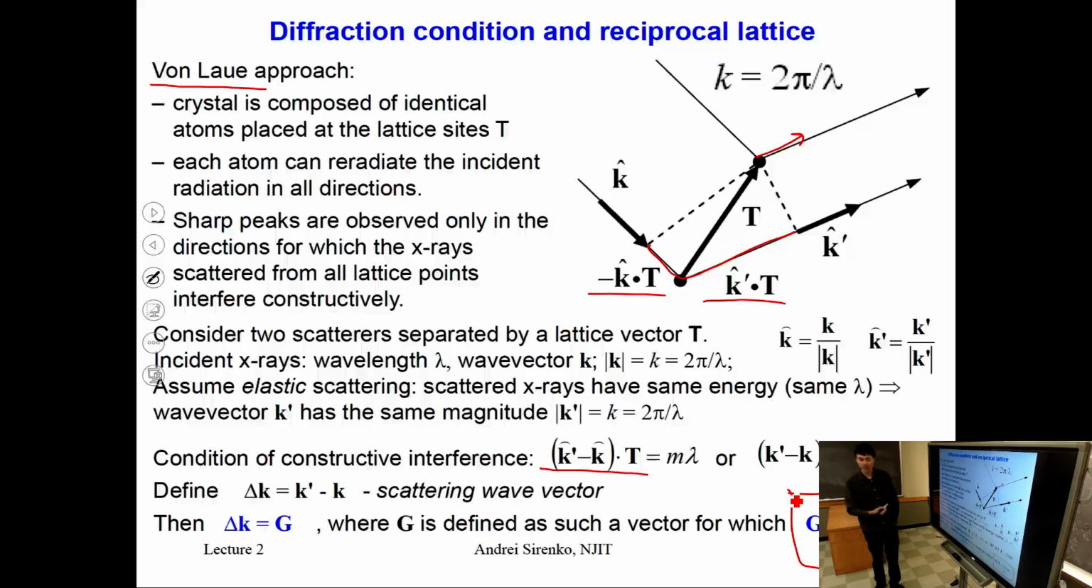So this is from last week. Basically what this condition derived here means is that when the difference between k prime and k is a reciprocal lattice vector, then we have constructive interference, and we expect a large intensity of X-rays reflected in that direction. So when the relationship between k prime and k is a G, which is a reciprocal lattice vector. The important formula is this tiny blue formula at the bottom.